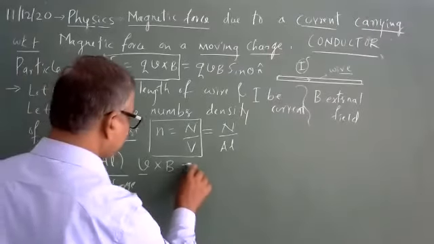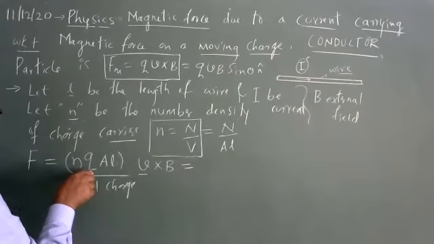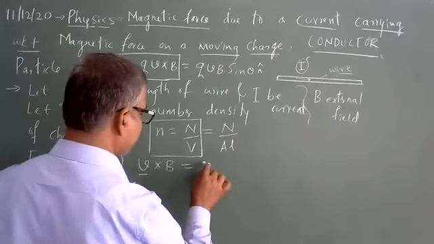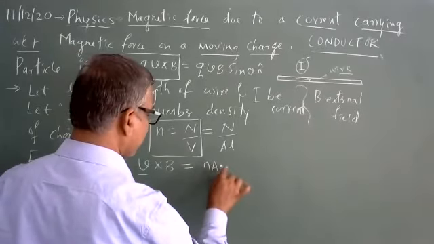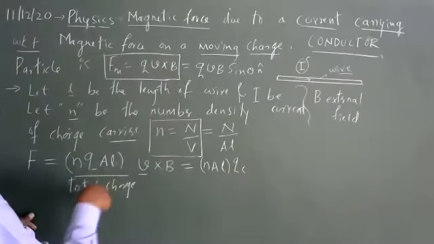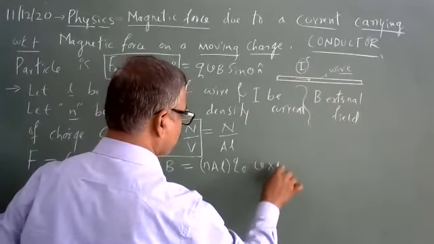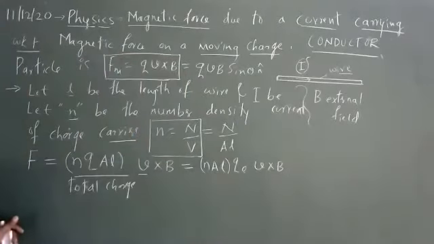Now the simplification gives me n q A L v. This q is an electronic charge. Let me write it here: n A L, then you have q e, the electronic charge, into velocity into a cross product. I have replaced with this formula.